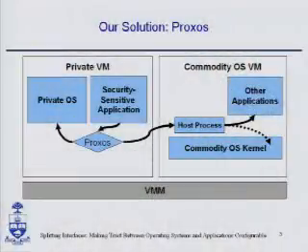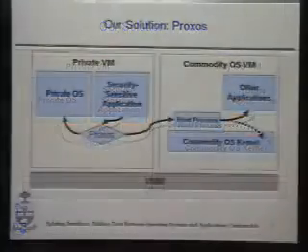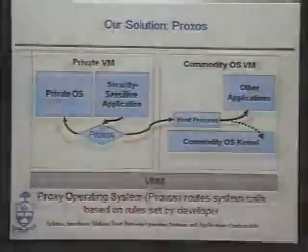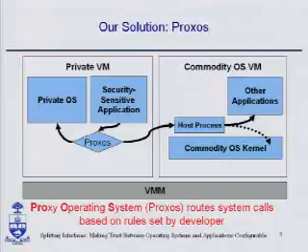Likewise, the security sensitive application can also access resources in the commodity OS kernel. So it can access the kernel's file system, it can access network devices, whatever it wants, again, through the host process. So in a sense, this is what Proxos does, and the name basically comes from proxy operating system.